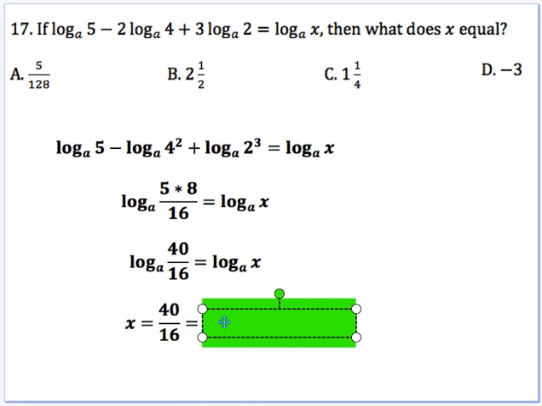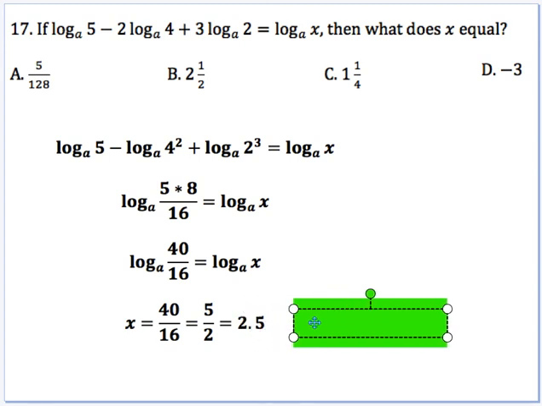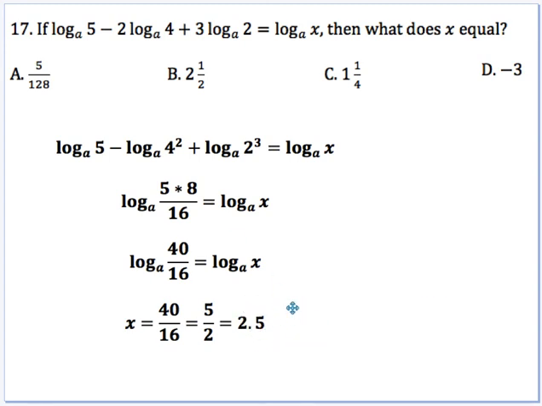I don't want to delete this. I can simplify that, and that reduces to 5 over 2, and it also reduces to 2.5, okay? So in this case, which one of these is the correct answer? Well, that one's wrong, that one's wrong, that one's wrong. 2.5 is the same thing as 2.5, okay?